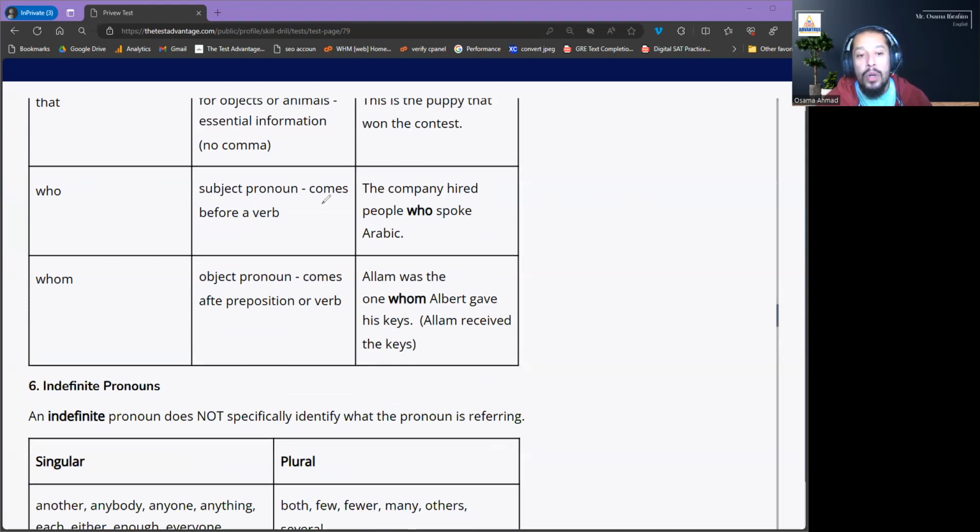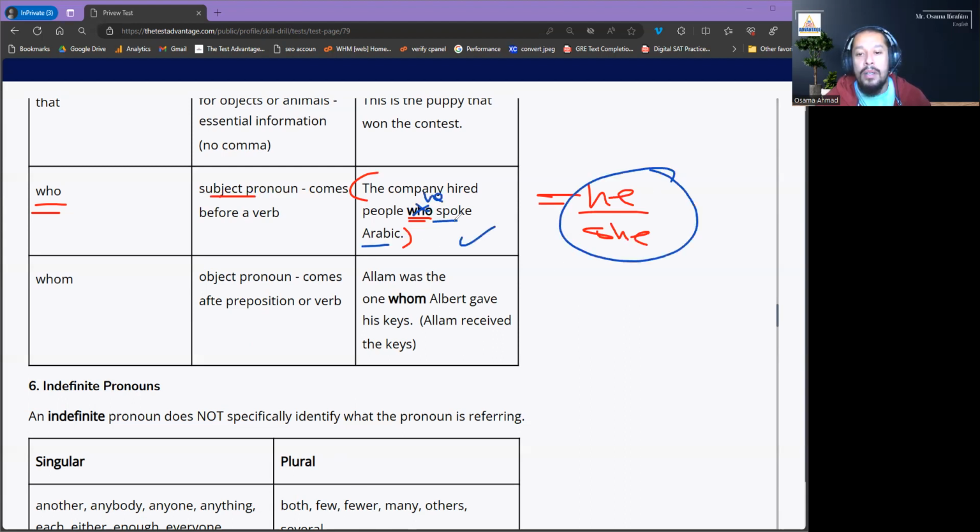Okay. Who is for people. Who is for people. It's a subject pronoun. So it's equal to he or she. The company hired people who spoke Arabic. So again, if I don't know, right, is it going to stop them who, whom, or whose? What can I do? I can replace it with he or she. So here, he spoke Arabic. She spoke Arabic. Acceptable.